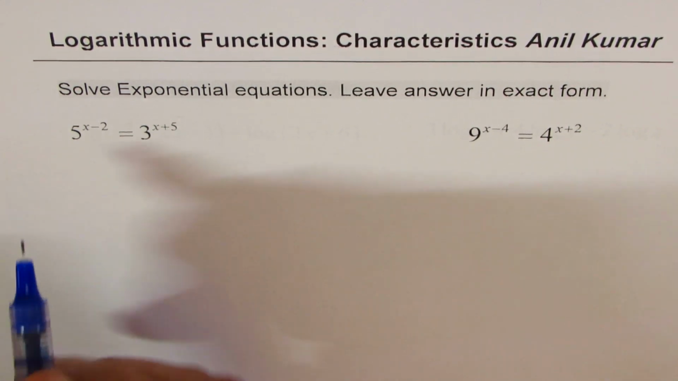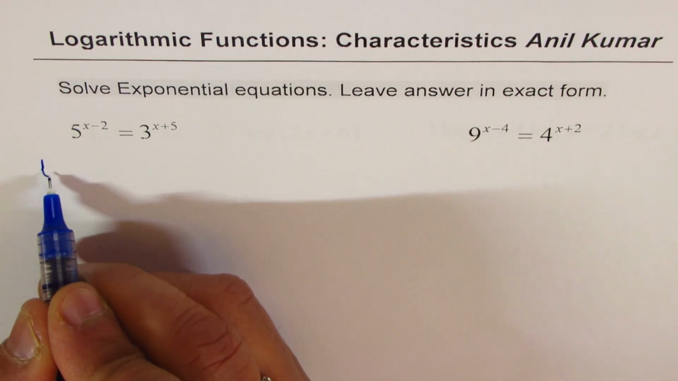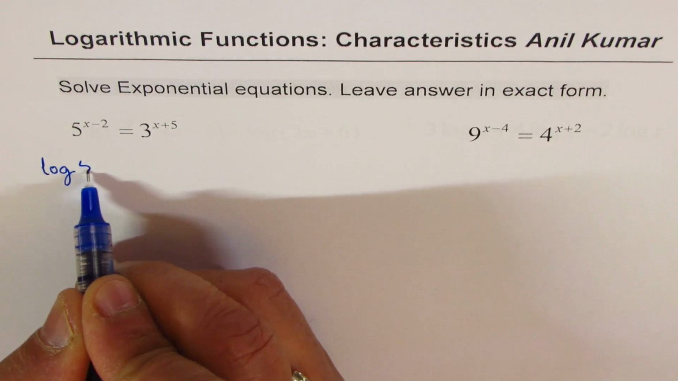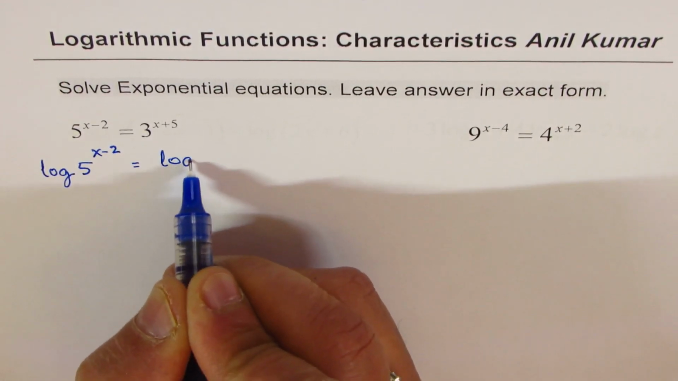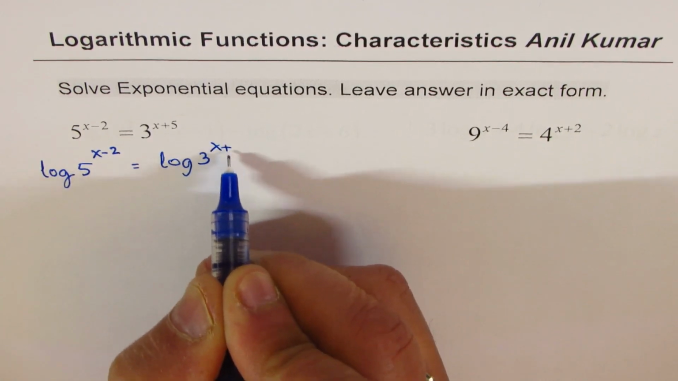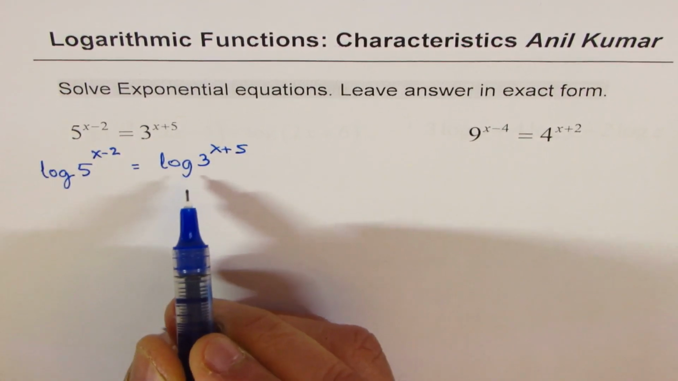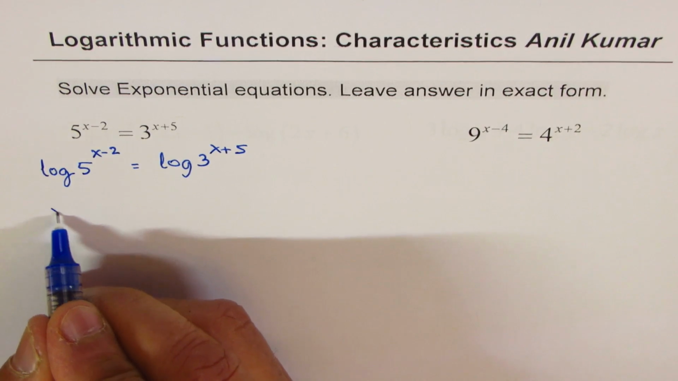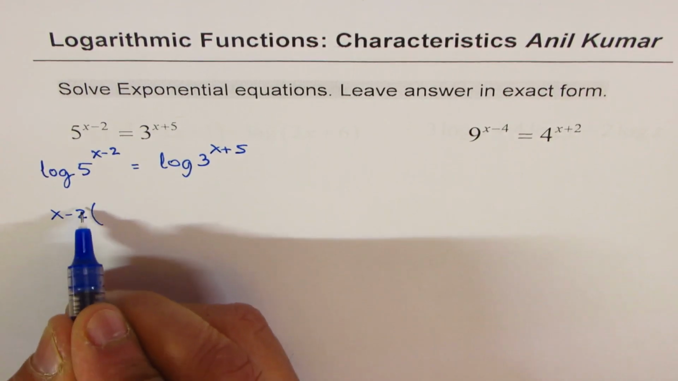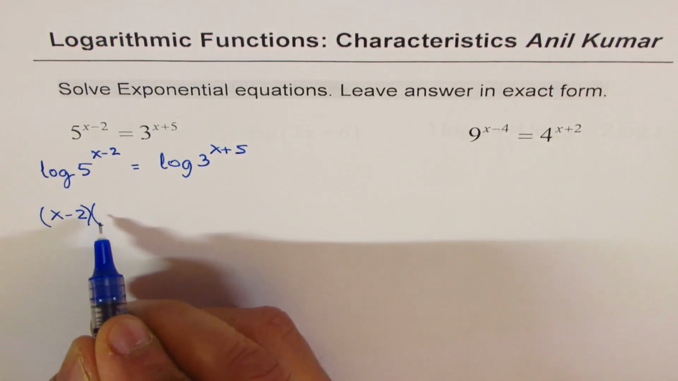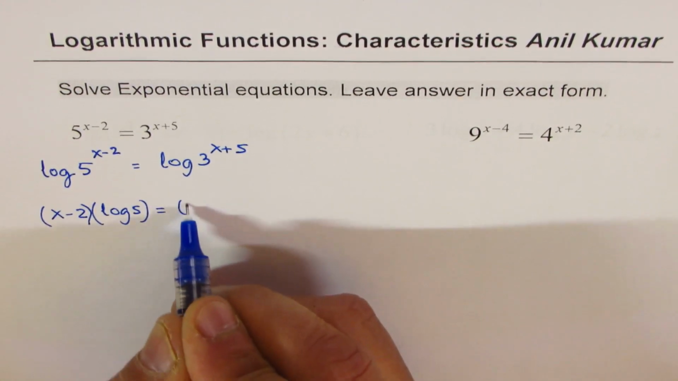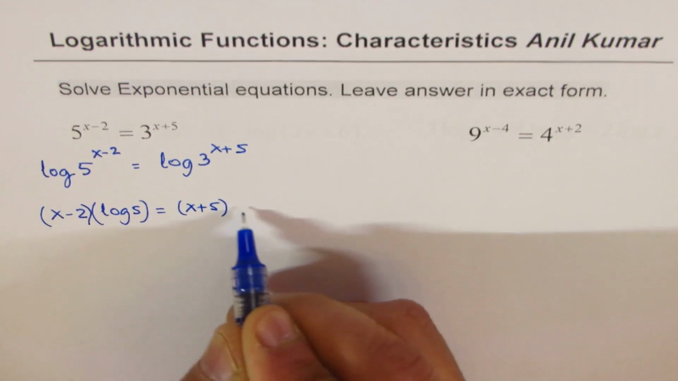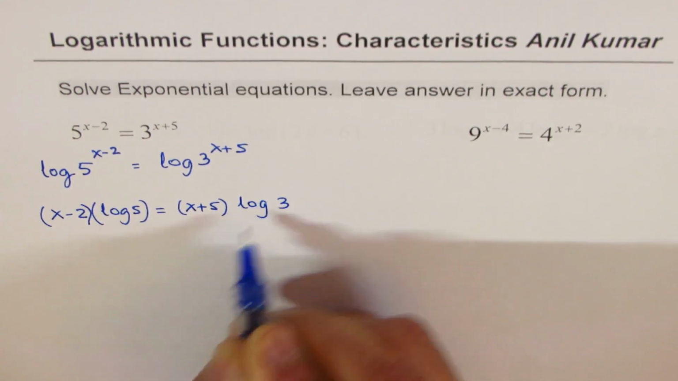So we'll take log on both sides. So for the first one, if I take log on both sides, I get log of 5 to the power of x minus 2 equals to log of 3 to the power of x plus 5. Applying the rules, we get x minus 2 times, let me put it in bracket, log of 5 equals to x plus 5 times log of 3.